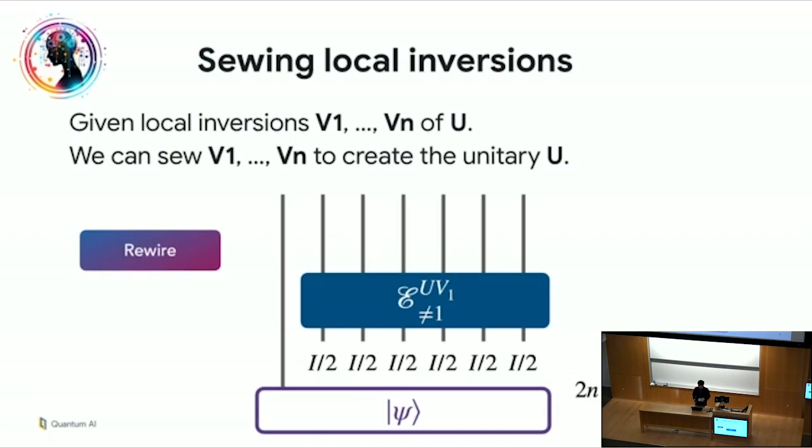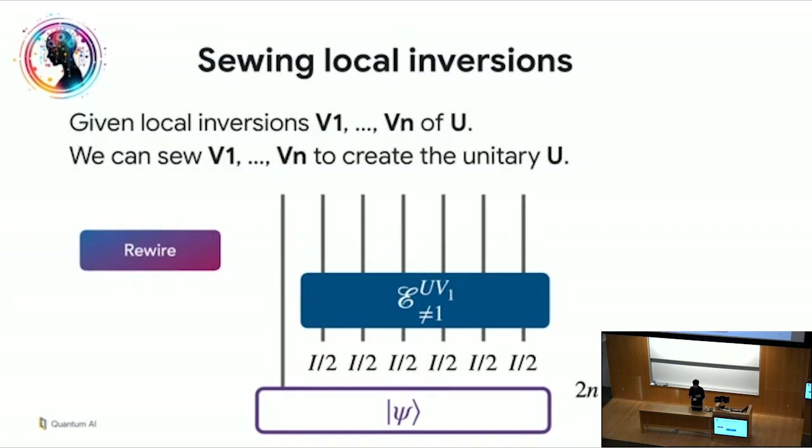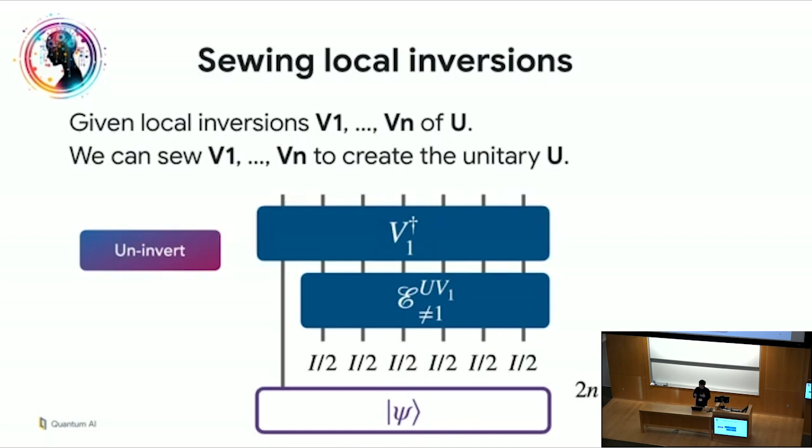And now we do a rewiring. This rewiring can be done using a swap, for example. The first qubit of psi, which initially is just sitting there on its own among the two n qubits, we now rewire into the place where it's left open. And then we do an inversion. We apply the inverse of the local inversion, here V1 dagger.